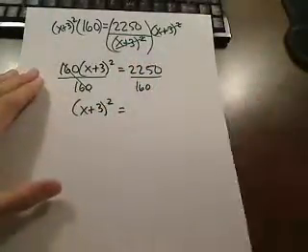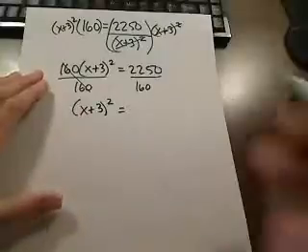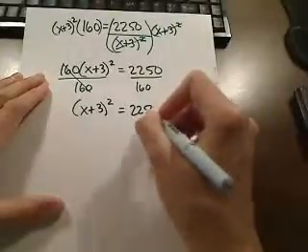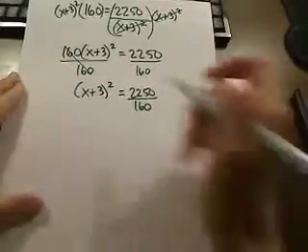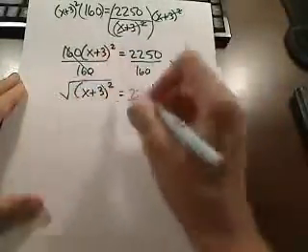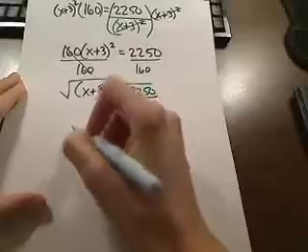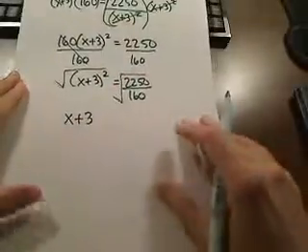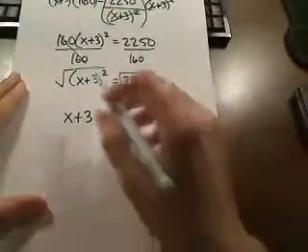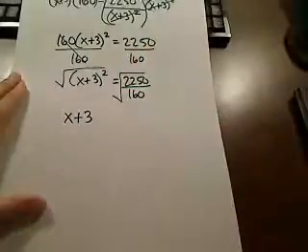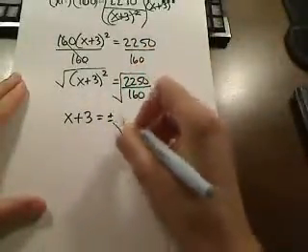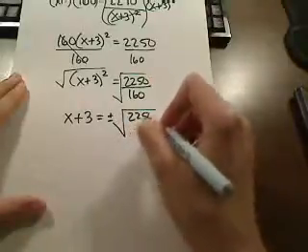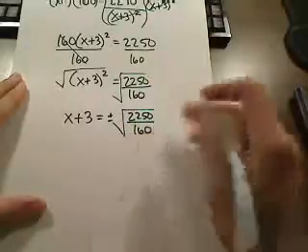Okay, and then divide by 160 because we want to isolate that x plus 3 term. And the 2250 over the 160 here is what we're looking at. Okay, so I'm going to take the square root of both sides, because we want to solve for x and it's inside a square. If I take the square root, then that x plus 3 will pop out, and we're looking over here at plus or minus the square root of 2250 over 160.